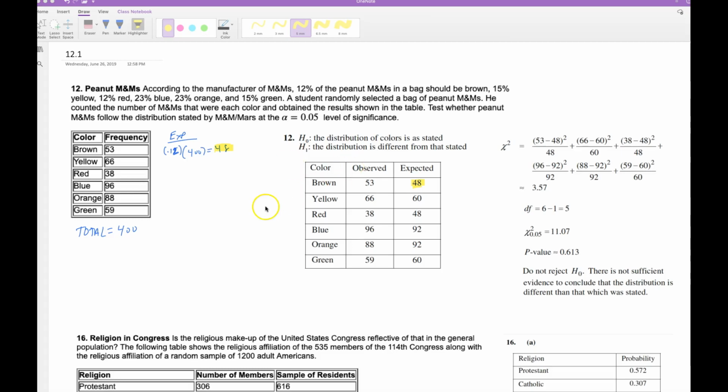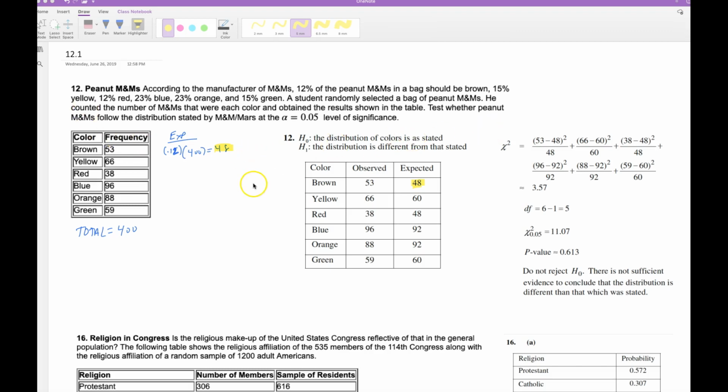Okay, let's look at written homework 12.1. We're going to do a chi-square test. Here we're looking to see if what we observe is what we expect to observe based off a given distribution.